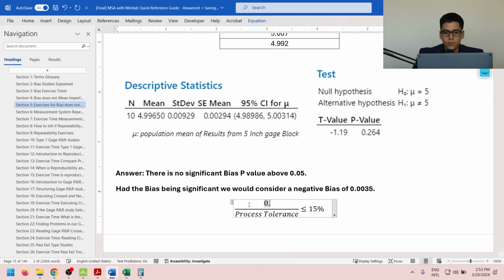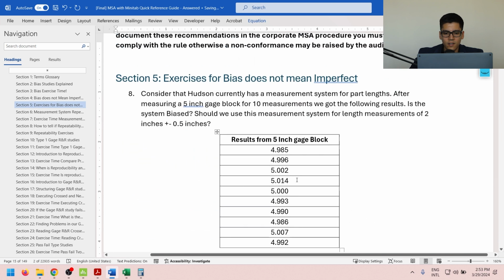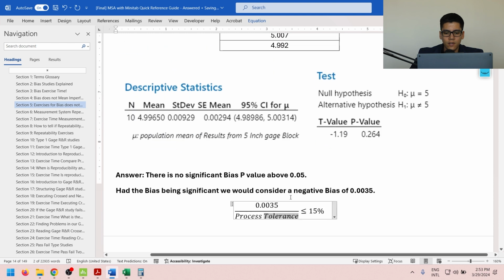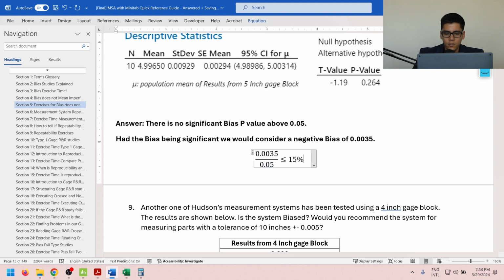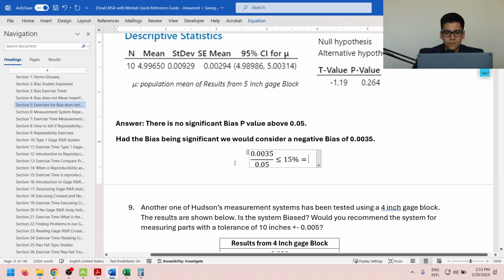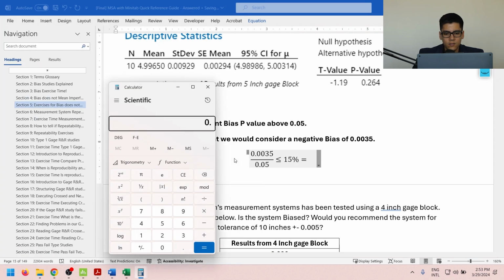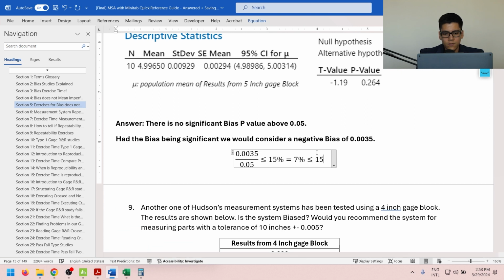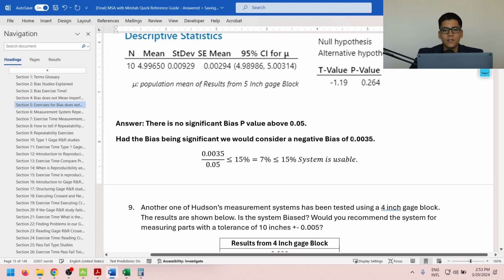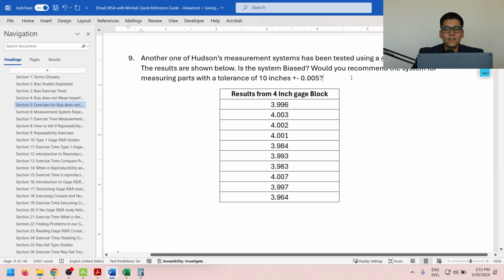The system bias, 0.0035, and the process tolerance, which in this scenario is plus minus 0.5 inches. So process tolerance, 0.5. Ultimately, this calculation would lead us with 0.0035 divided by 0.5 multiplied by 100, that is 0.7%. So 0.7% is less than or equal to 15%. System is usable. Okay.